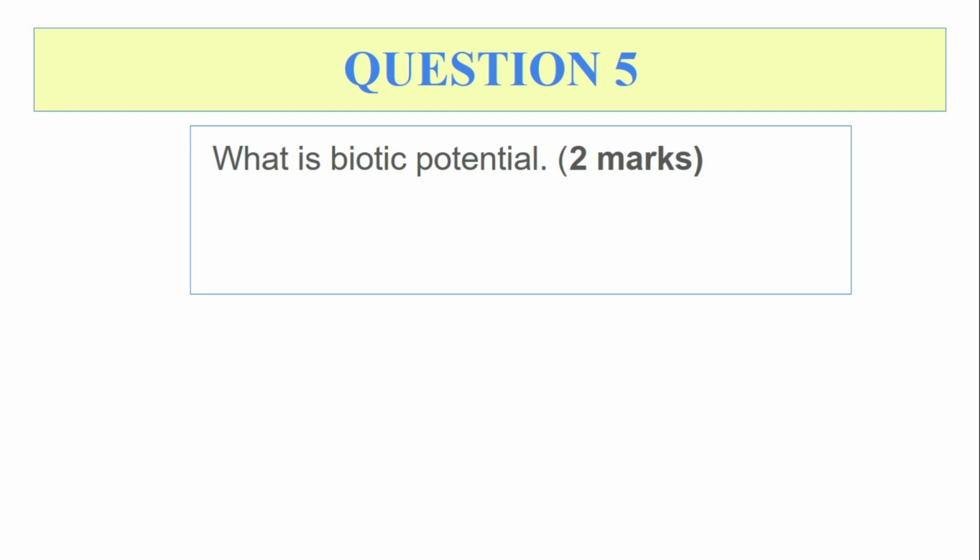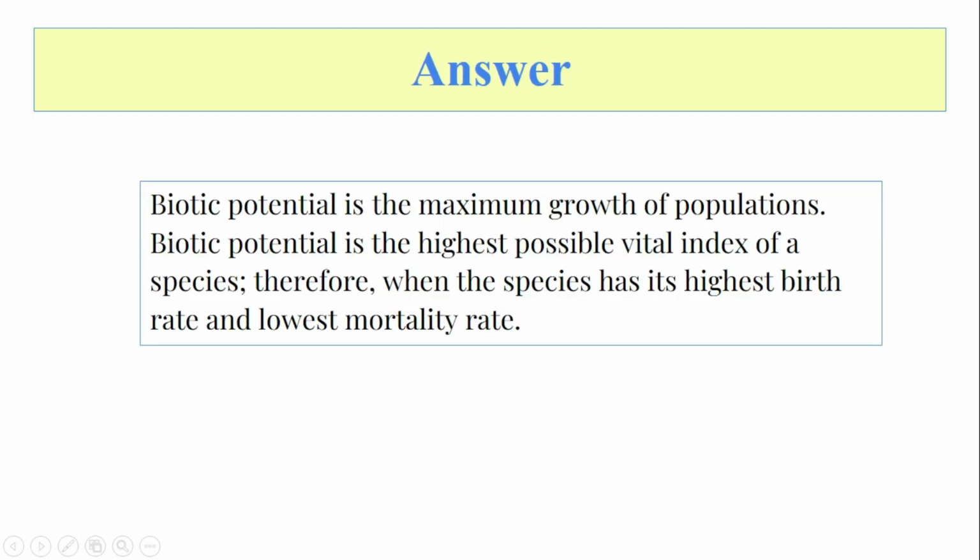Question number 5. What is biotic potential? Alright, so this is a definition. So you're going to just properly define, and you can give an example if you know. Practice giving an example in your definitions to clarify your meaning. Alright, so biotic, as you know, means living thing. Bio means living, and potential means ability. But let's go into the appropriate definition.